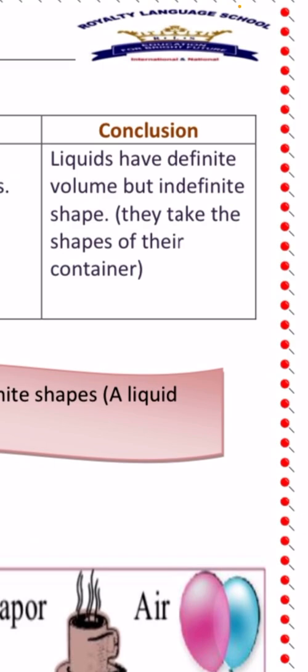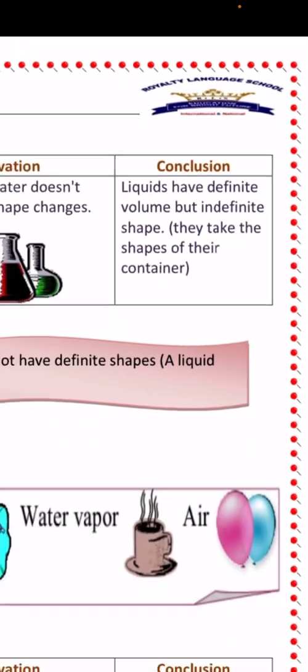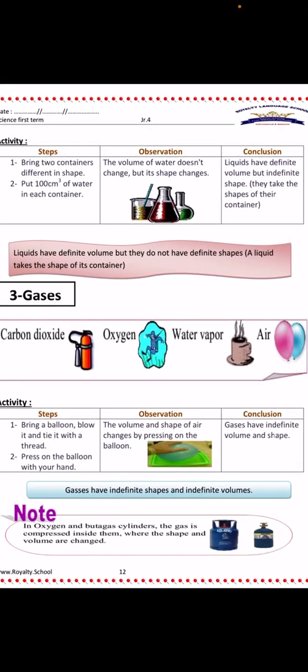So liquids have definite volume but indefinite shape. They take the shapes of their containers. Okay? From here we know that liquids have definite volume because it doesn't change, but they have an indefinite shape. The shape changes; it takes the shape of its container. Okay? Number 3, gases.